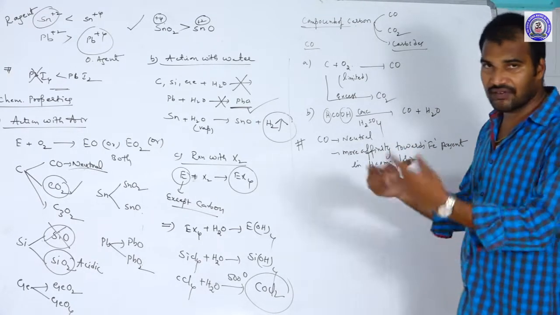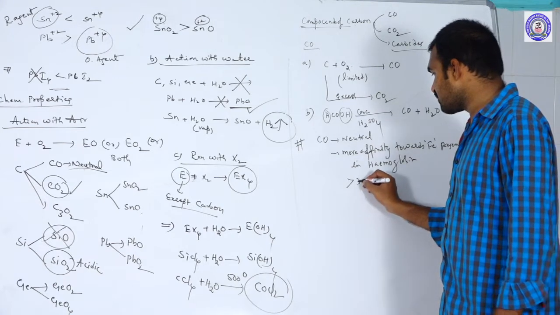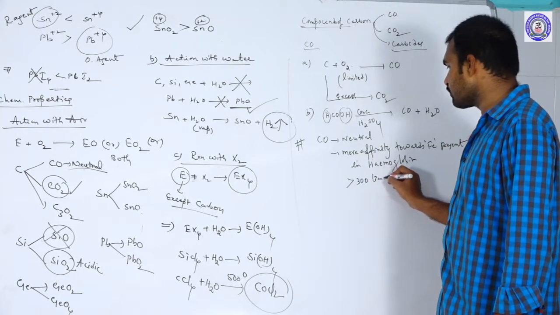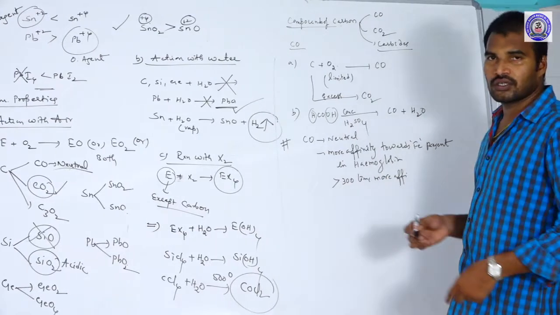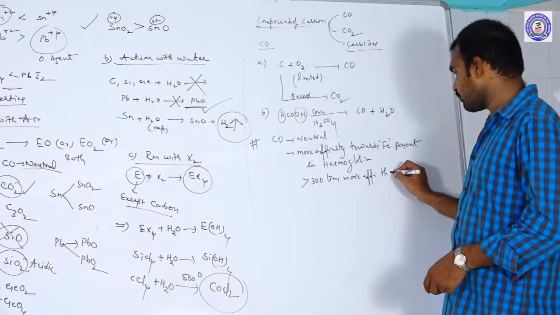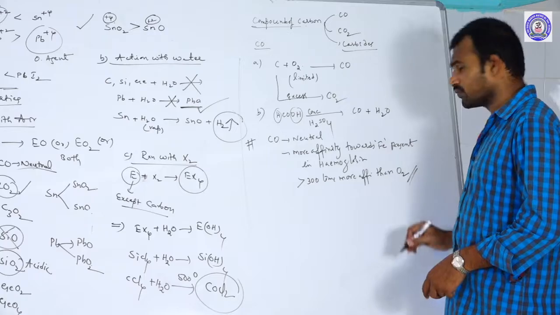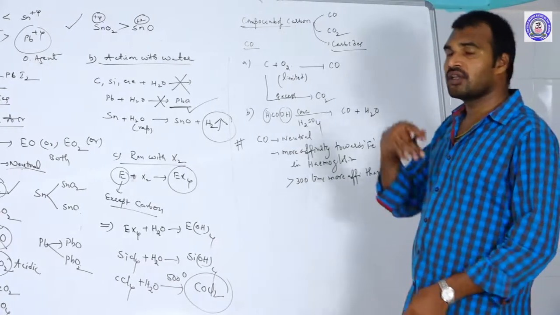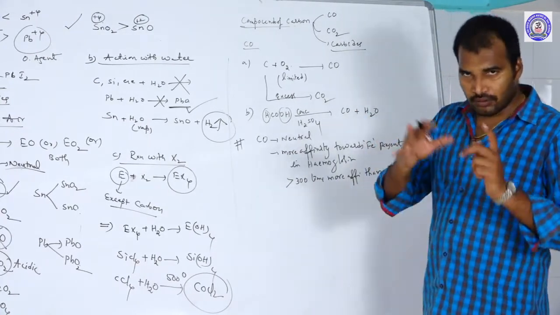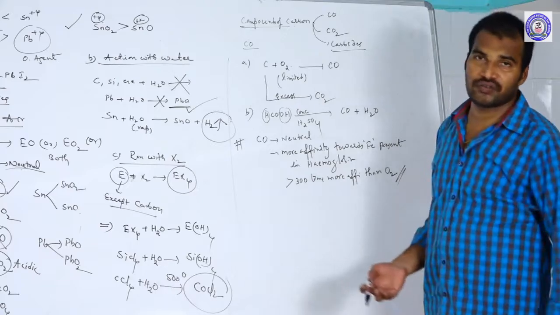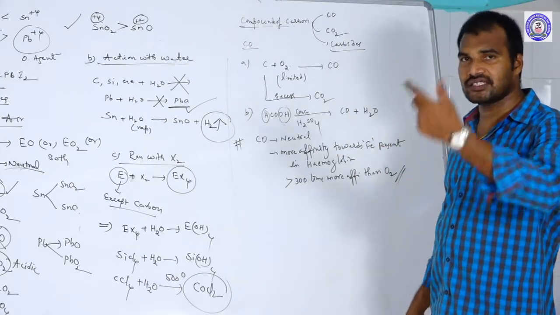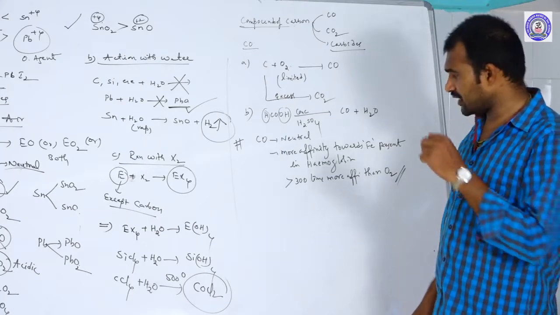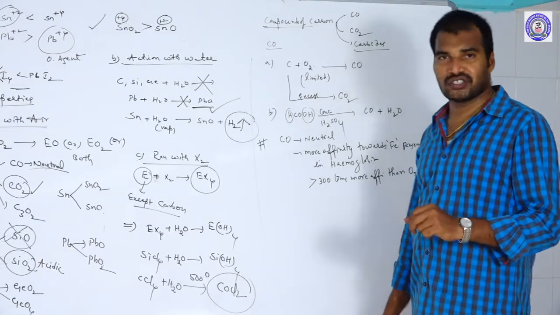How many times is it having more affinity? Approximately 300 times more affinity towards hemoglobin than oxygen. Because of having more affinity than oxygen, CO binds to hemoglobin and forms carboxyhemoglobin. With this, the percentage of oxygen levels in the blood decreases. That is why there is one precaution.